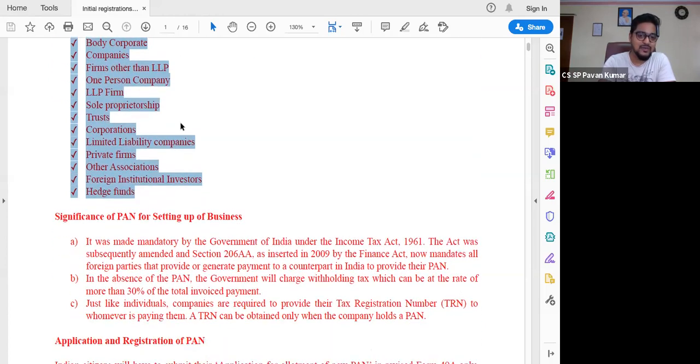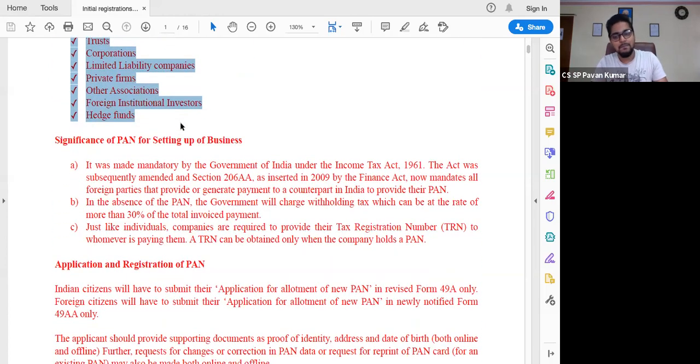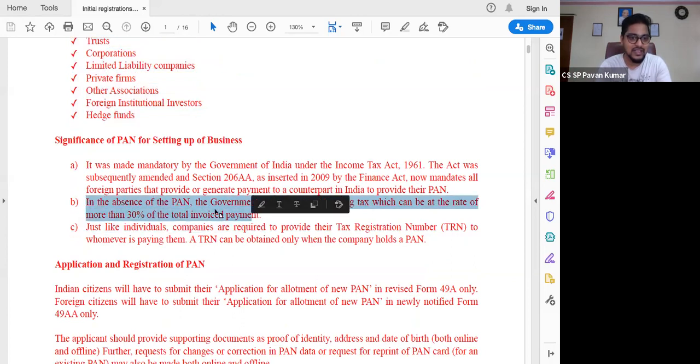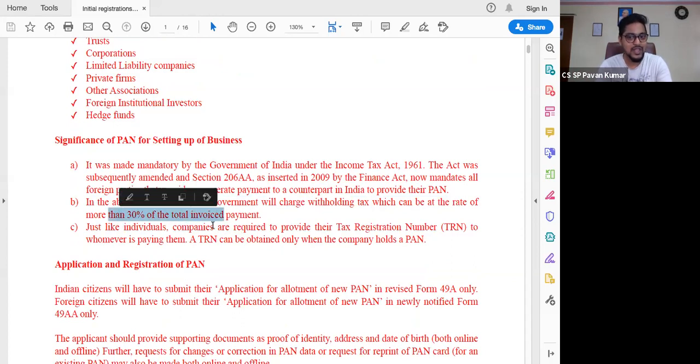So everyone who is going to do business in India is supposed to take a PAN card. And if I don't get a PAN card, then there is a tax implication. This is what they are saying. In the absence of PAN, the government will charge a withholding tax rate of 30% on the total invoiced price. But if I have a PAN card, it will be reduced to only 10%.